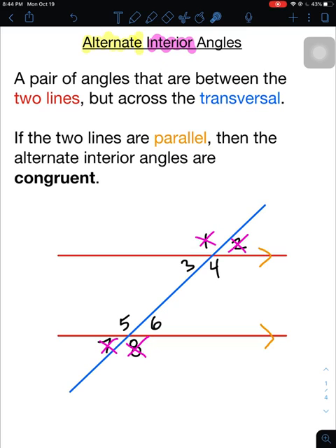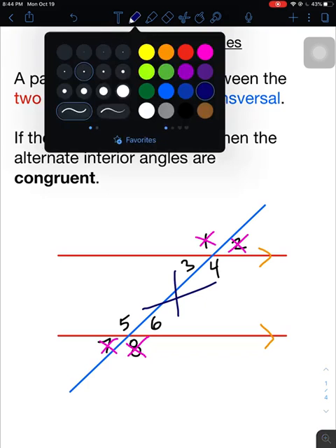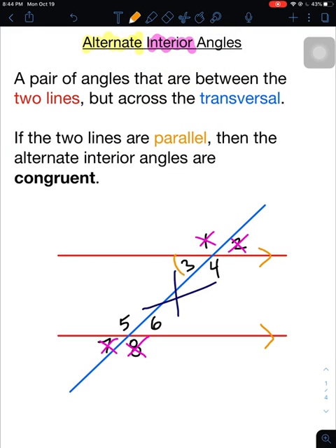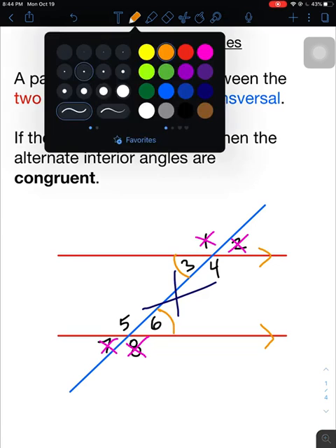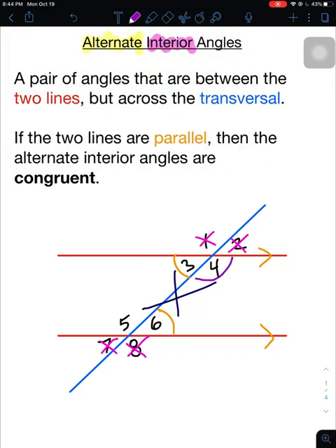Now, alternate means across. So, what I tend to do is I'm gonna draw like a little X. Like an X that goes like this. See my X? And that matches the alternate interior angles. That matches angle 3 and angle 6, those match. Those are alternate interior angles. And then, purple. Angle 4 and angle 5 match. So that's why I draw my X, so that I can see which match.